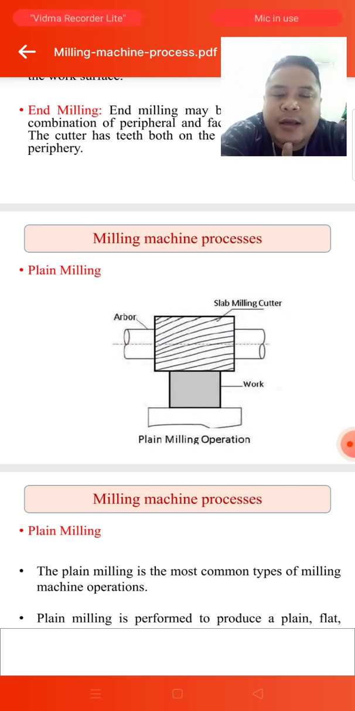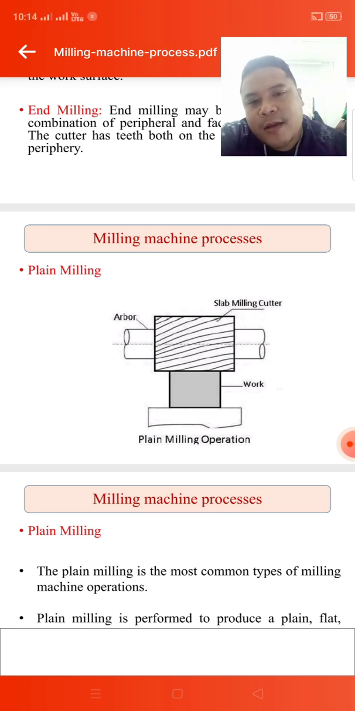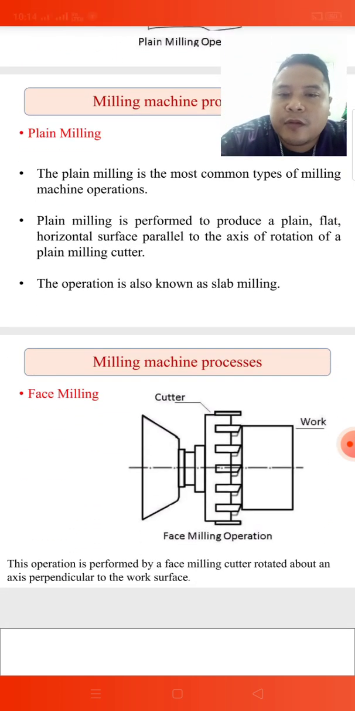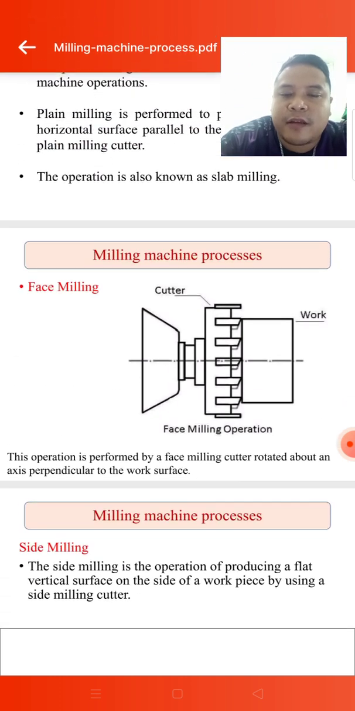So kini nga illustration, two-dimensional ni siya, i-face sa atong cutter. So nagatubang atong cutter sa nagtan-aw. Ang rotation ani padung babaw, up milling gihapon. Then ang travel sa workpiece is against the rotation of the cutter. So mao ni ang mga i-advise nga cutters for plane milling operation, kining slab milling cutter. Okay? Next, kining face milling.